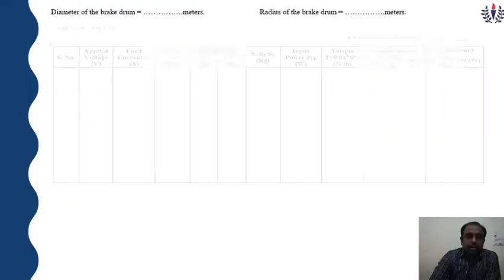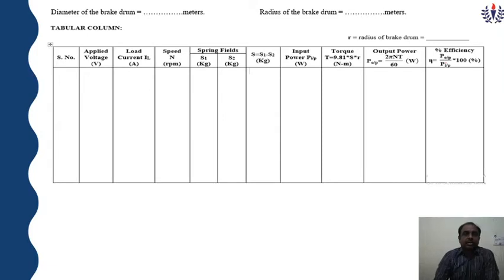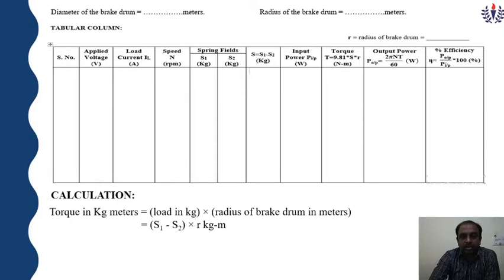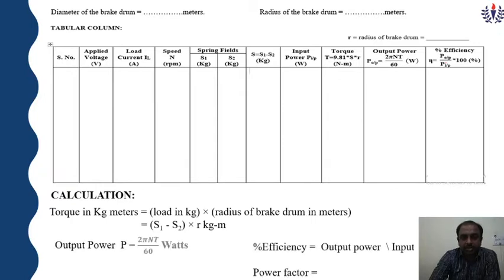Now by using this experiment, we are going to calculate the diameter of the brake drum, then the radius of the brake drum. These are the parameters which we are going to measure: applied voltage, load, speed, torque, output power, and efficiency. The calculation formulas are available.